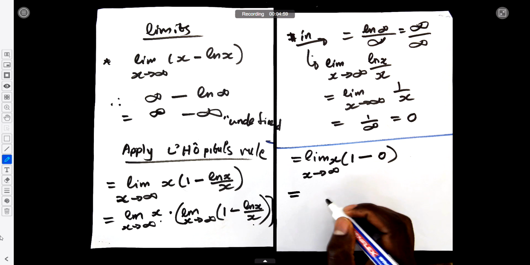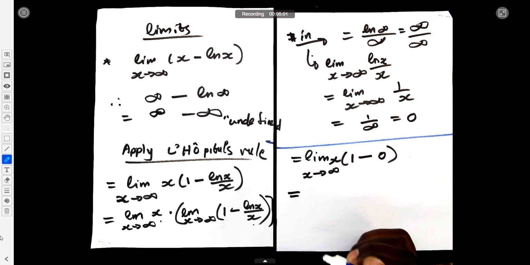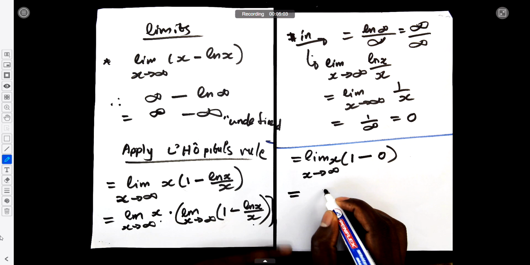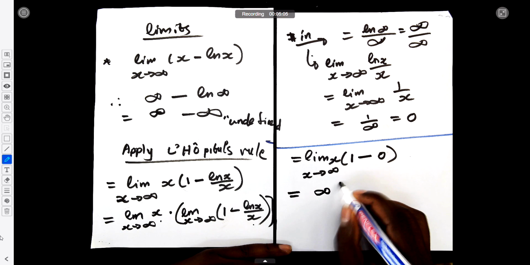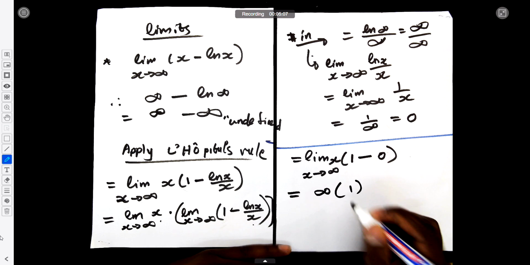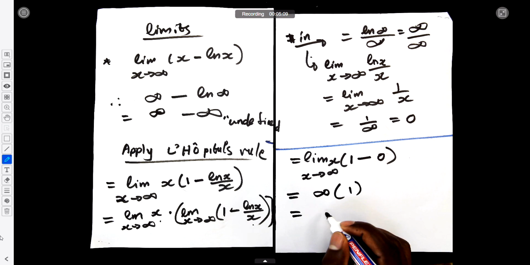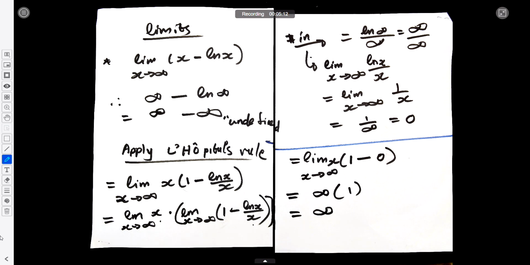So when we simplify further, we need to substitute infinity where there's x. Therefore, we have 1 into that, and when you multiply, it is infinity. So that's why it is the last one there. It needed you to think.